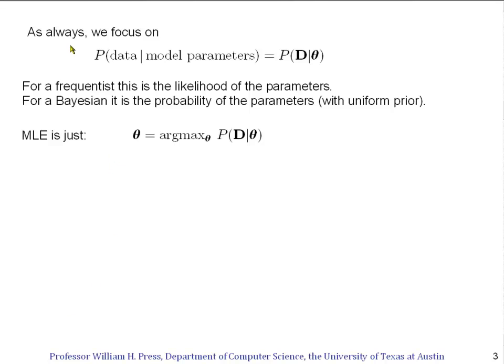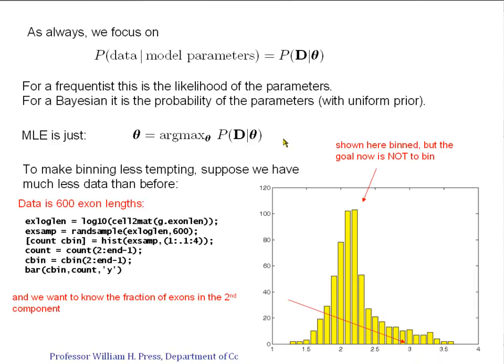So as always, we focus on what is the probability of the data given the model parameters here. For a frequentist, this is the likelihood of the parameters. As we know, for a Bayesian, it's the probability of the parameters, but there's some assumption of a uniform prior that also is made then. So the maximum likelihood estimate is the value of the parameters which maximizes, argmax over theta, the probability of the data given those parameters.